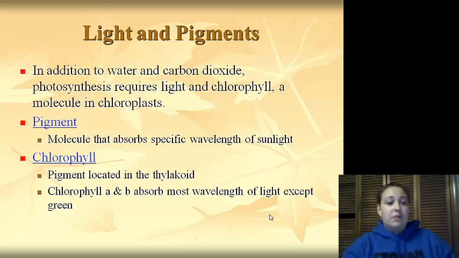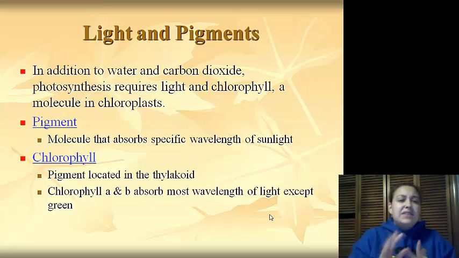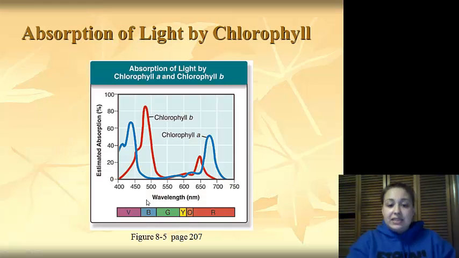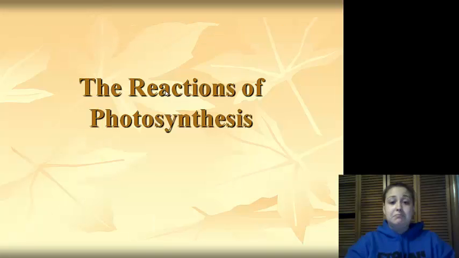Now, light and pigments. In addition to the water and the carbon dioxide, like I said, we need light and chlorophyll. Chlorophyll is a pigment inside of the chloroplast, and it absorbs certain wavelengths. They typically like to absorb reds and oranges and blues and violets, leaving the green alone. That allows the green to reflect off, and that is why we see the green in the plant, because the green wavelength is not absorbed. Again, seeing here, chlorophyll A and B absorb the violet and blue, and the red and orange, and the green can be reflected so that we can see the green. That is why plants are green.